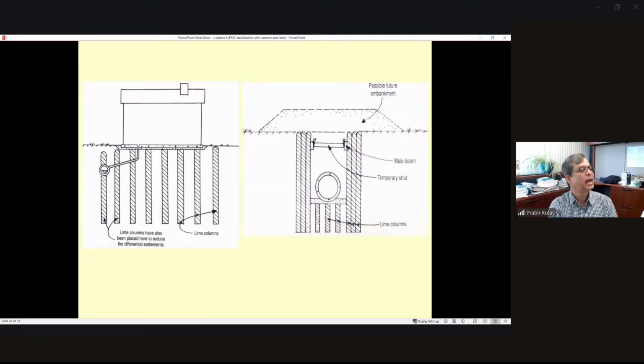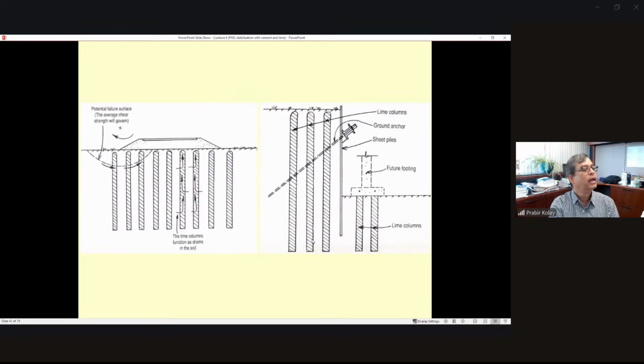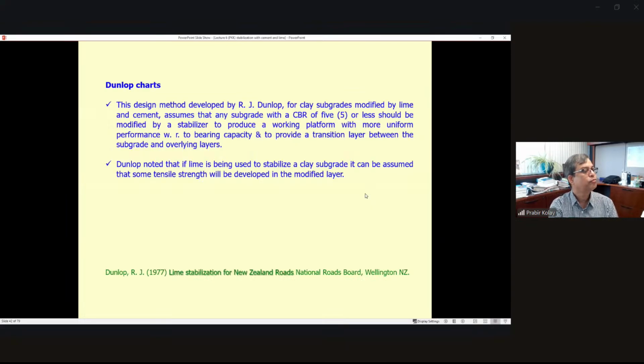So these are some examples of how we can use this lime column. People construct lightweight structures on top of lime columns. It can be used for an embankment also. You can construct on this lime column, with an embankment on top. It can be used for a ground anchor, with a sheet pile wall and the ground anchor. And you can use it for footings or foundations also.